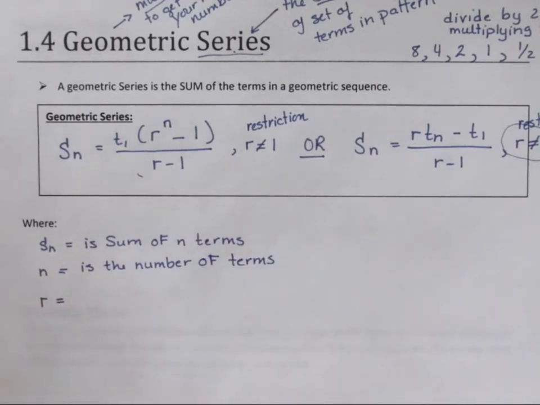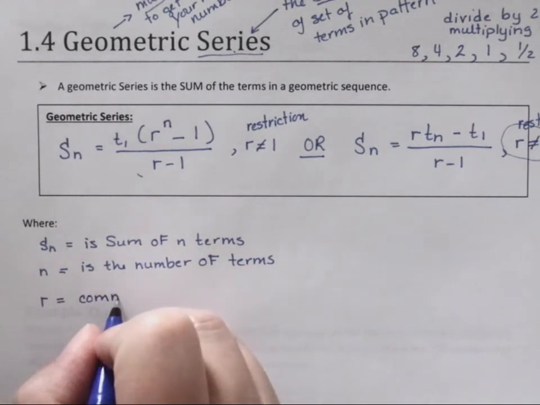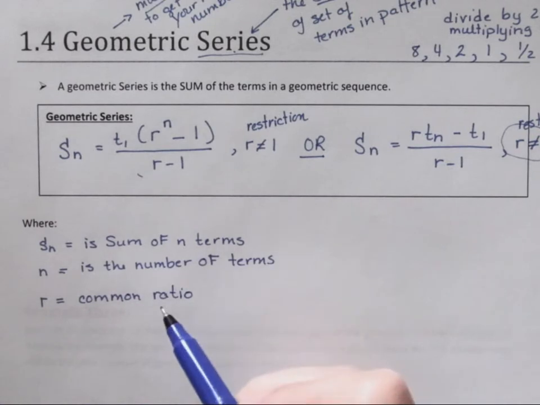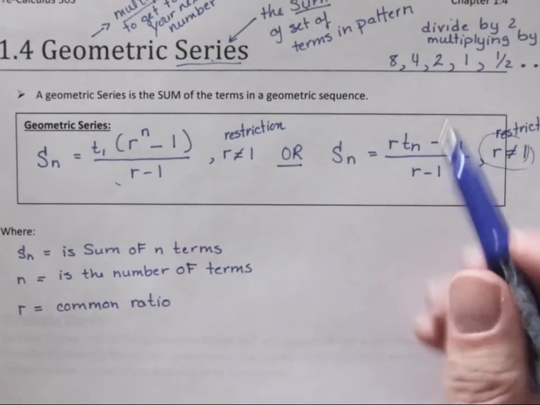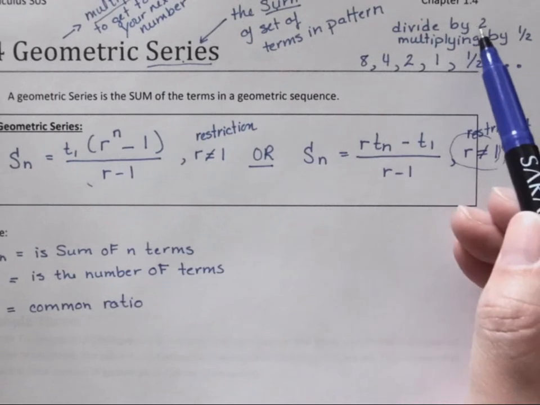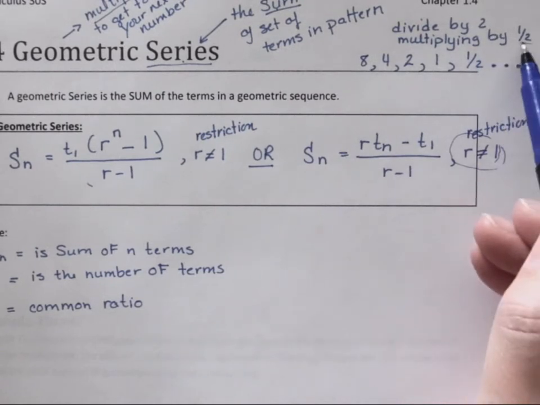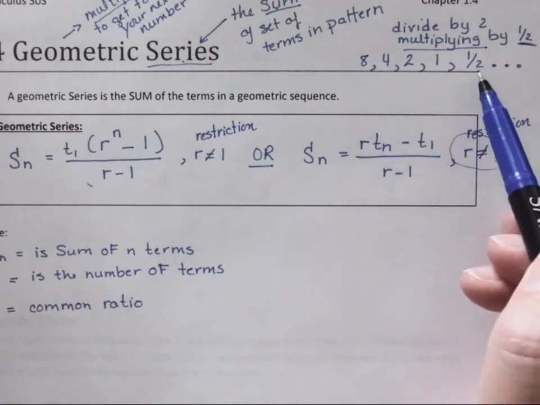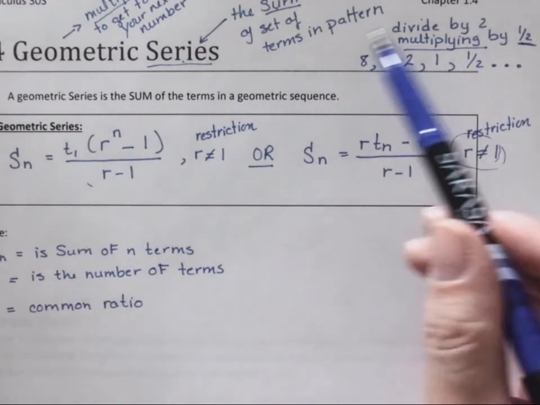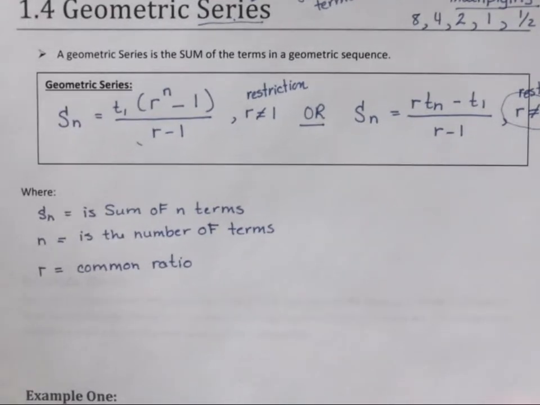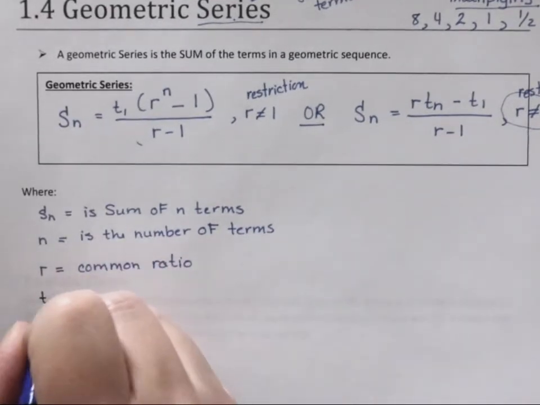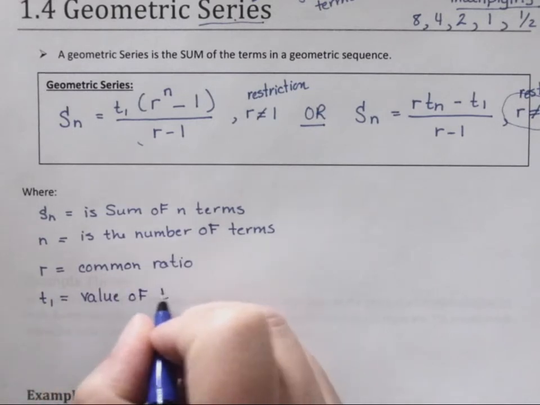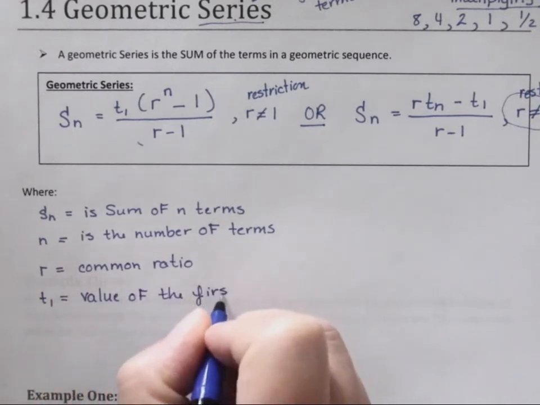r is what we call the common ratio. And the common ratio is what you're multiplying to get to that next number. So the common ratio in this isn't 2, it's 1/2, because we always do it in the frame of multiplying. So the common ratio for this one is 1/2. So it's what you multiply by to get to your next term. T1 is the value of the first term.